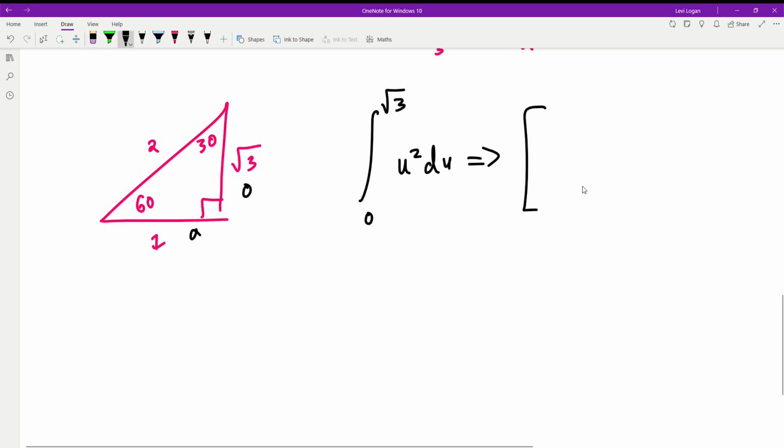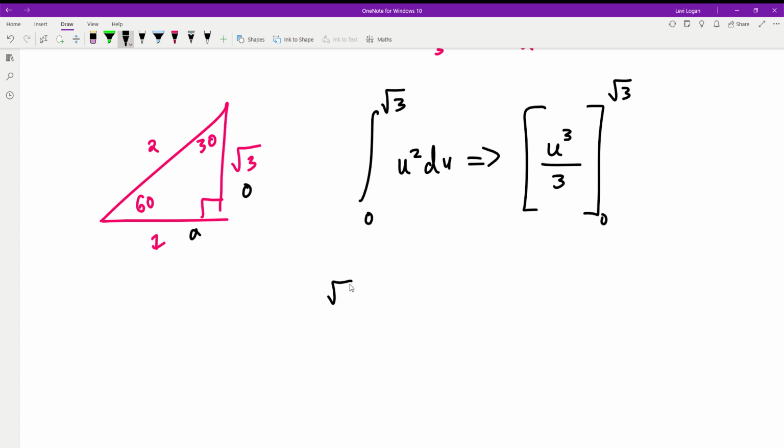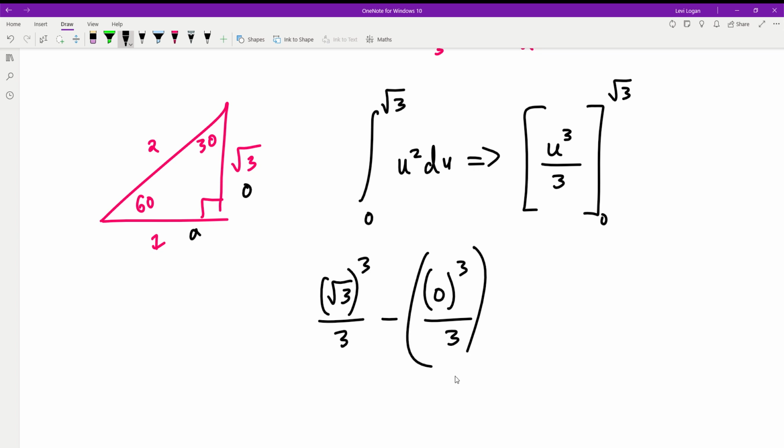Okay. Integrate this: add 1 to the power, divide by the new power. So we'll have u to the power of 3 divided by 3, and our bounds are 0 and square root of 3. If I substitute in square root of 3, I'm going to get square root of 3 cubed divided by 3 minus 0 cubed over 3. We can see straight away that this term goes to nothing, so all we have is the square root of 3 cubed on 3.